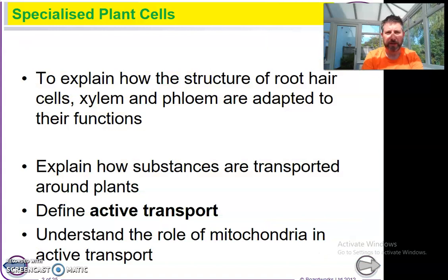Right, today we're going to look at active transport, and I want you to understand how the structure of root hair cells, xylem and phloem are adapted to their function, and we're going to look at the 3 different types of transport around plants, but particularly look at active transport. So again, you'll be jumping around your worksheet. It's not necessarily laid out in the same way as this, but if you can have a go at filling that in as we go through, that'd be great.